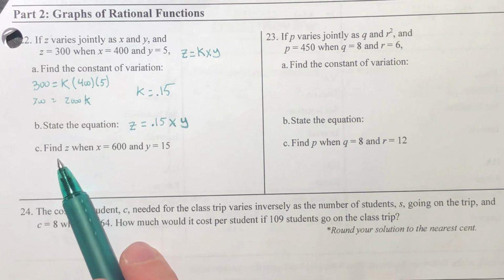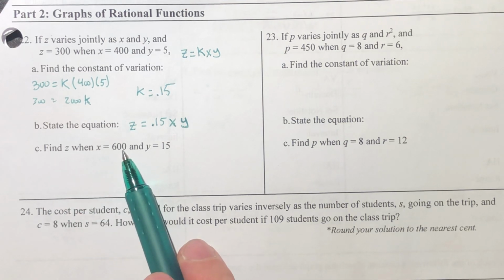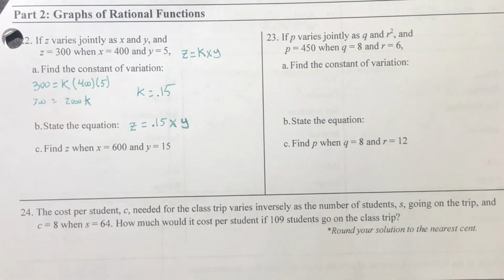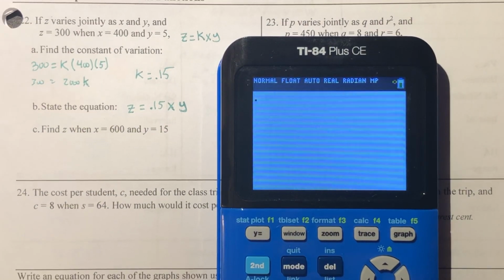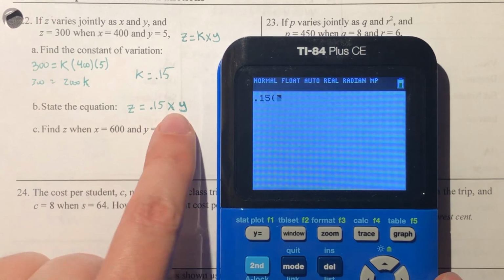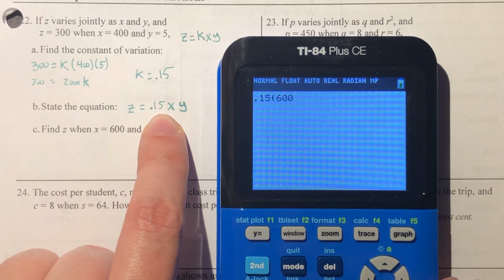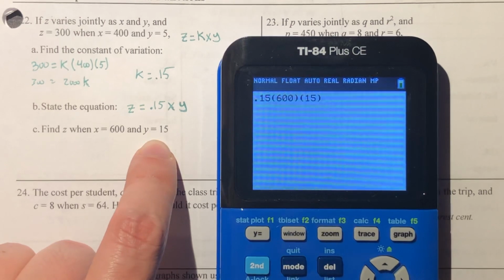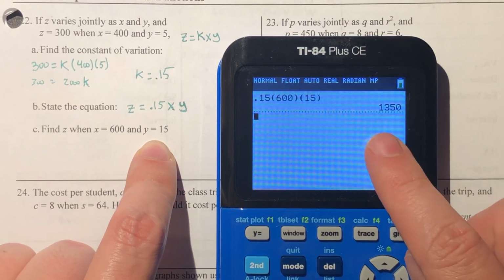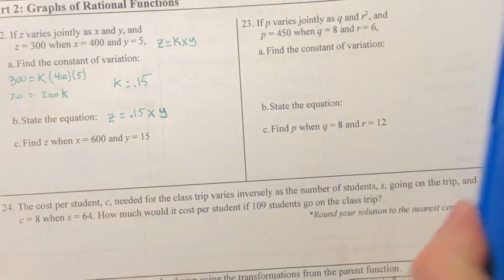Now it says find z when x is 600 and y is 15. So all we're doing is we're saying 0.15 times 600 times y of 15. And we get 1,350.